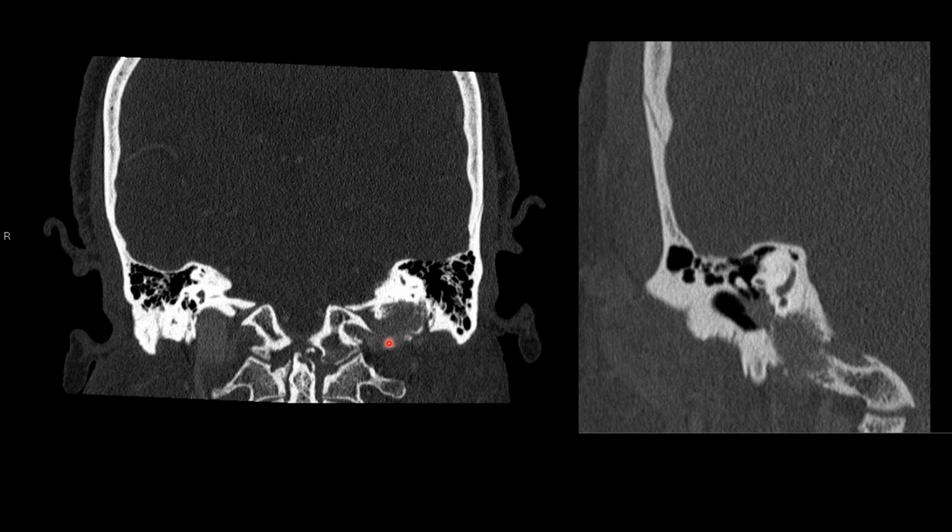This mass is centered within the left jugular fossa, and the mass is extending into the middle ear cavity, predominantly involving the hypotympanum part with associated bony erosions. So this is suggestive of neoplasm, and this is a classic location for a glomus jugulare tumor.